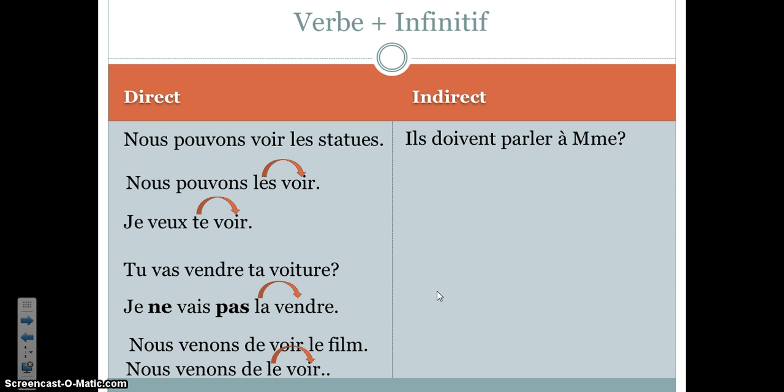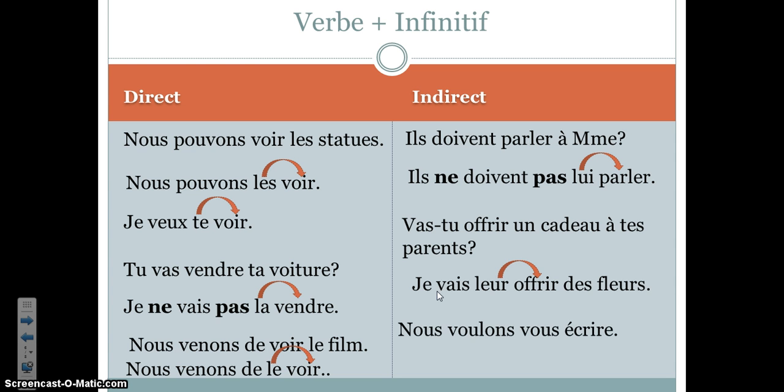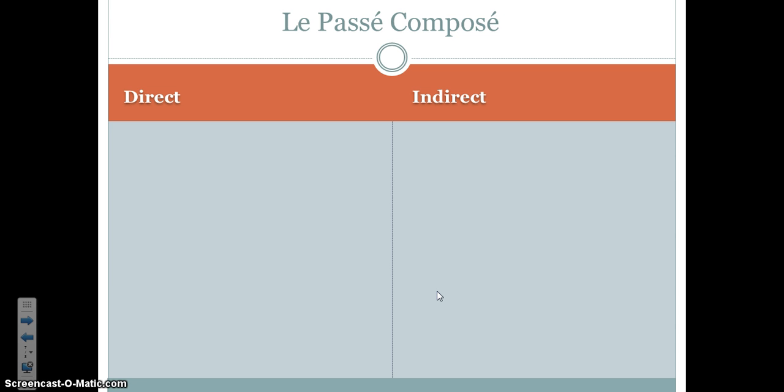So let's just look at more examples. Ils doivent parler à madame. We would say ils ne doivent pas lui parler. Notice that the lui goes in front of parler because that is the verb of which it's an object. Okay, they don't have to talk to her. Vas-tu offrir un cadeau à tes parents? Je vais leur offrir des fleurs. Notice that leur goes in front of offrir because we are offering to them. We're not going to them. And same thing, another example, nous voulons vous écrire, we want to write to you. And so the vous belongs to écrire. So that's one area where we have to pay attention to placement.